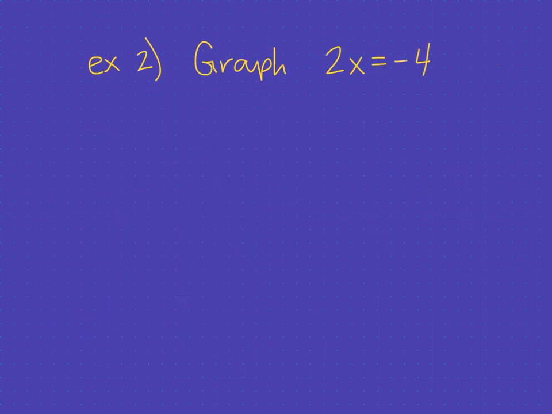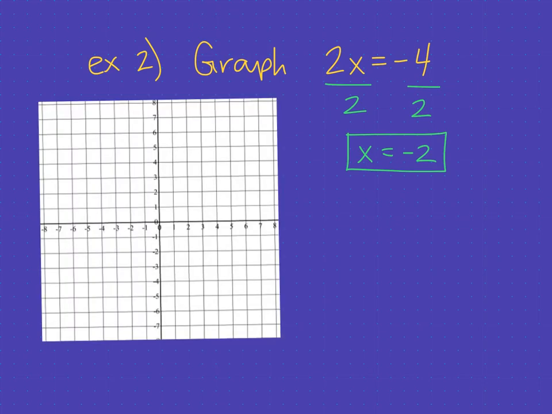Okay, let's graph this next one. 2x equals -4. Let's first solve for x. So we'll have x equals -2. So that's the line that we want to graph. And then we can use the same thought process as we did previously. We can write out a couple coordinate points. The only directions that we have are that x is -2, y can be whatever we want.